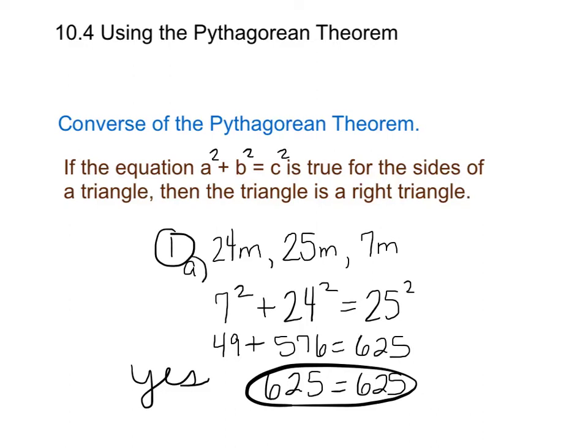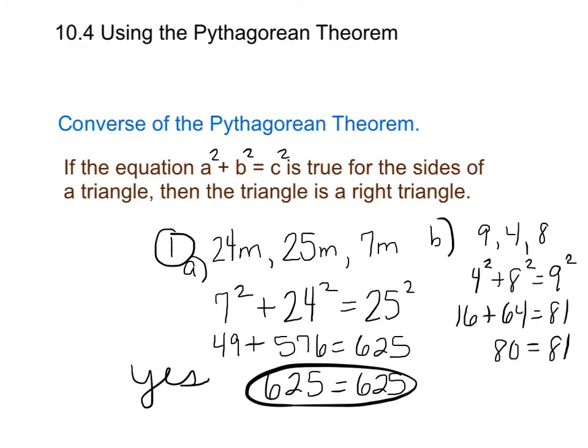Now, let's say this is number A. Part B, let's plug in 9, 4, and 8. So do that one on your own and see if it's a right triangle. You will notice that if you plugged in 4 squared plus 8 squared equals 9 squared, that would give you 16 plus 64, which gives you 80 equals 81, which is not equal. Therefore, no, those three sides, 9, 4, and 8, do not make up the sides of a right triangle.